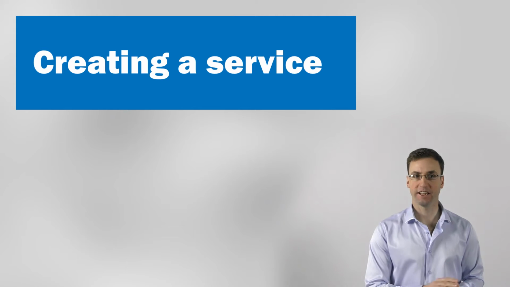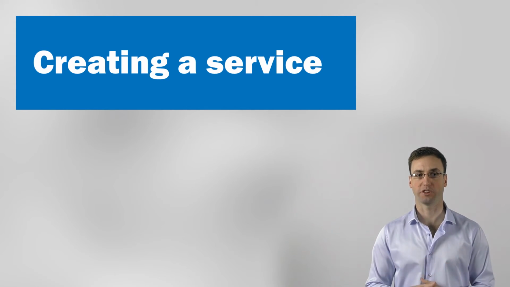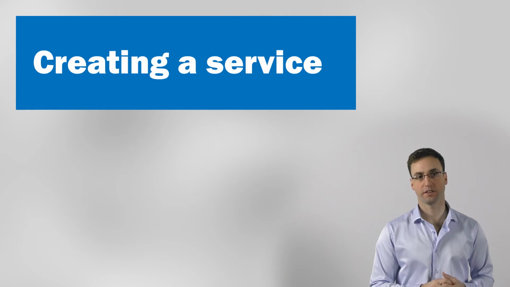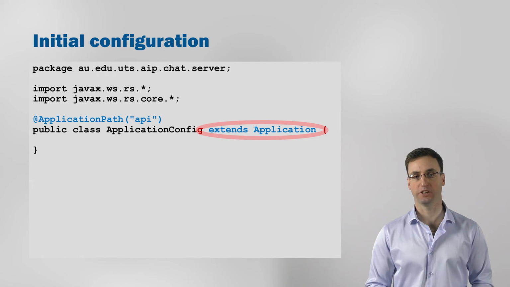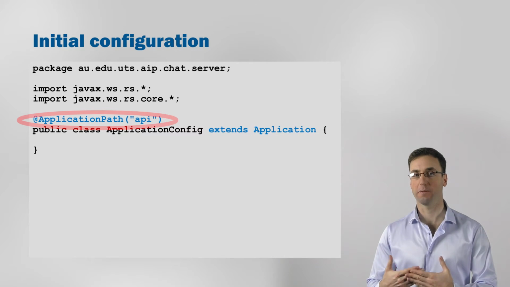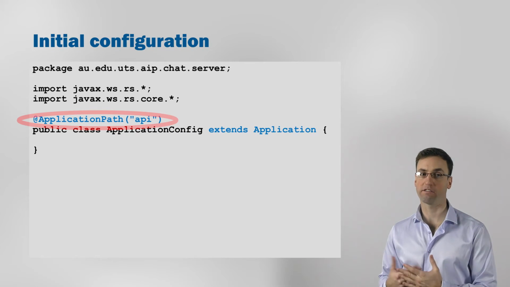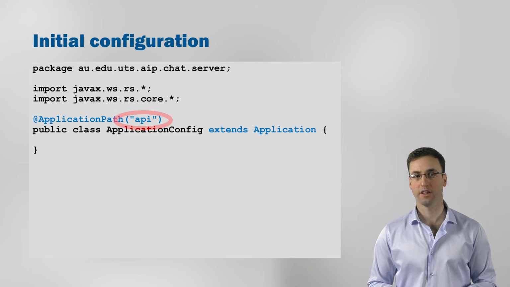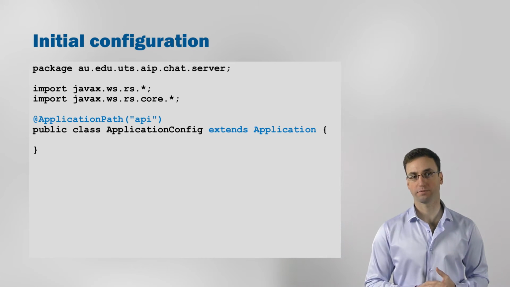In Java EE, JAX-RS makes it very easy to use these web services and also create your own web services. Let's start looking at how you create your own web service. First of all, you need to have a concrete subclass of Application in your project. Annotate it with ApplicationPath to tell JAX-RS the base URL for all of your web resources. So in this case, all of our RESTful web services will start with API. So this class is a simple configuration file that can go anywhere in your project.